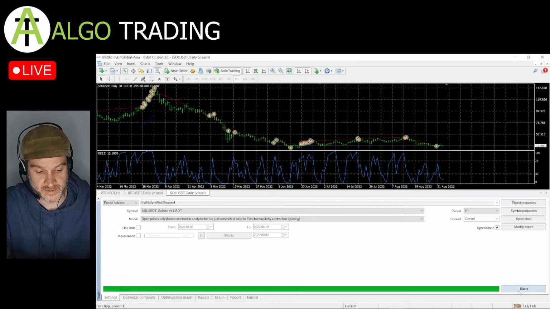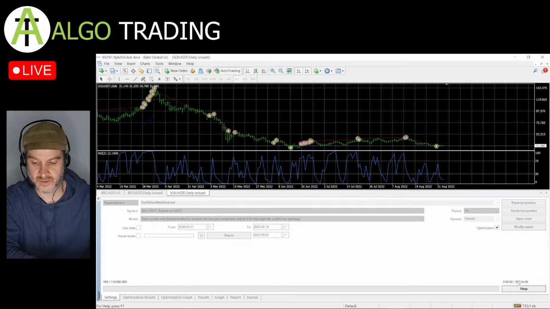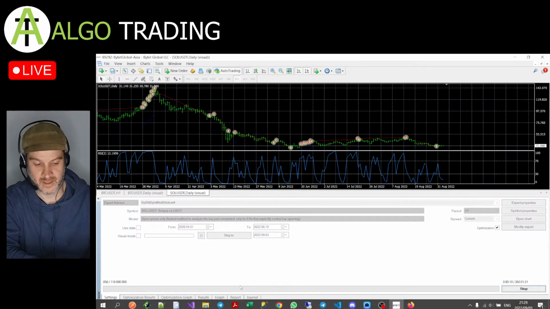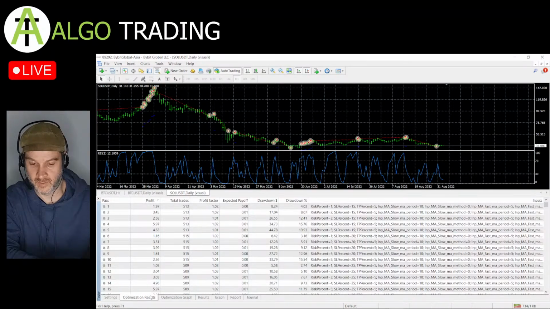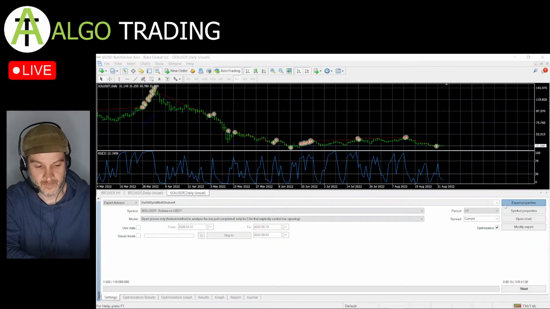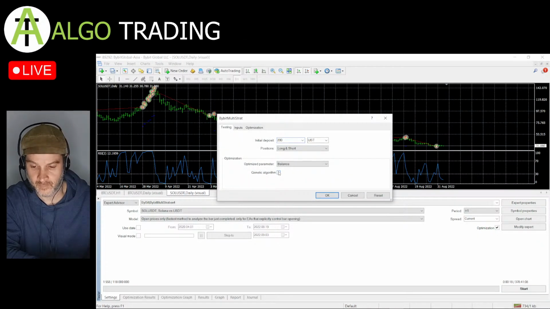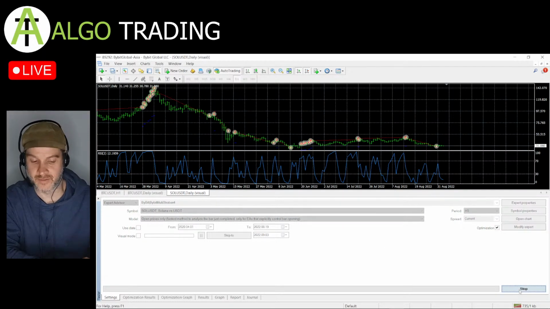Let's start the optimization. It might take a little bit long, but let's just see, because I'm not doing so many fields. Okay, it's going to take 390 hours. Okay, so let's do genetic. Don't have that sort of time to wait.